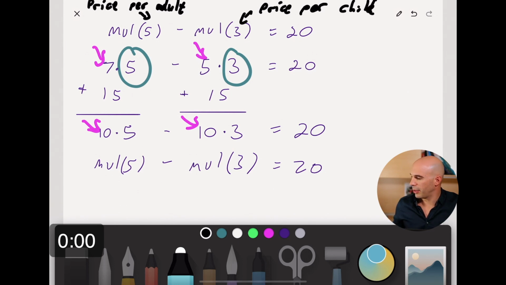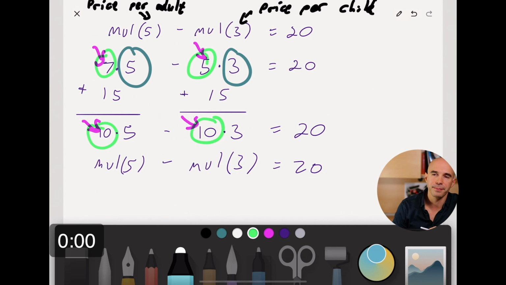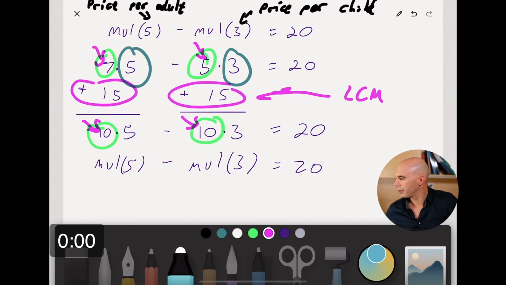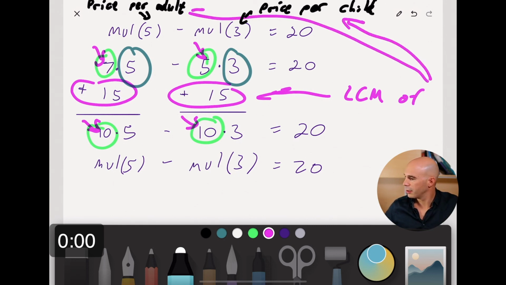And then we're talking about how many adults and how many children. So could have 7 adults and 5 children, or could have 10 adults and 10 children. And what we're adding there, this plus 15, that came from the LCM of price per child and price per adult.